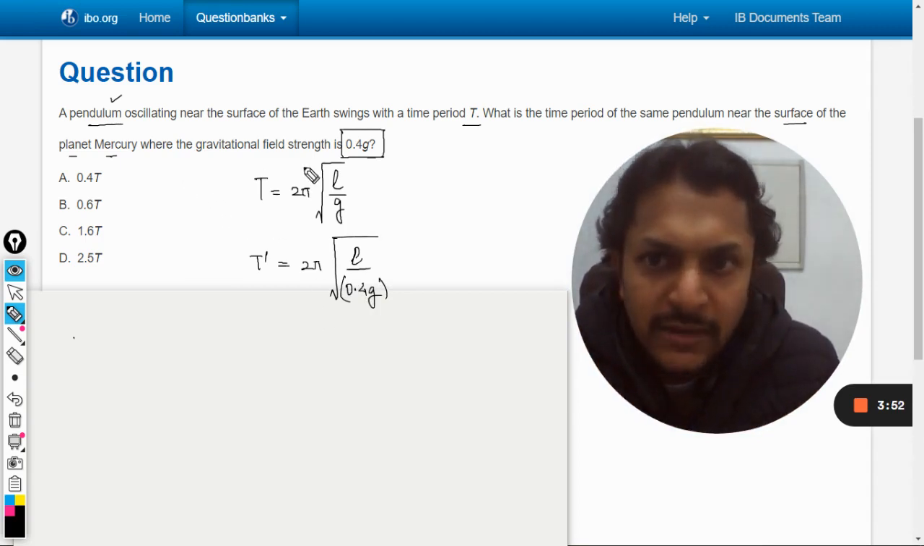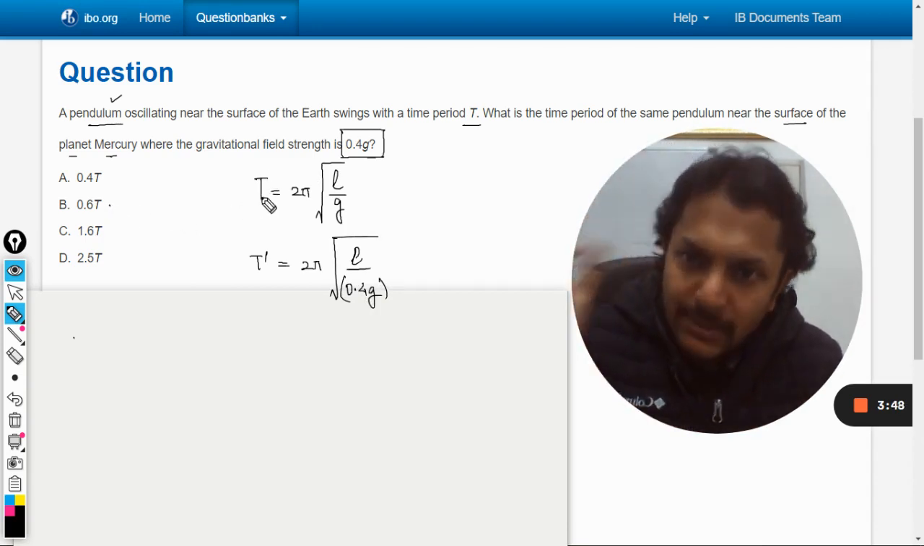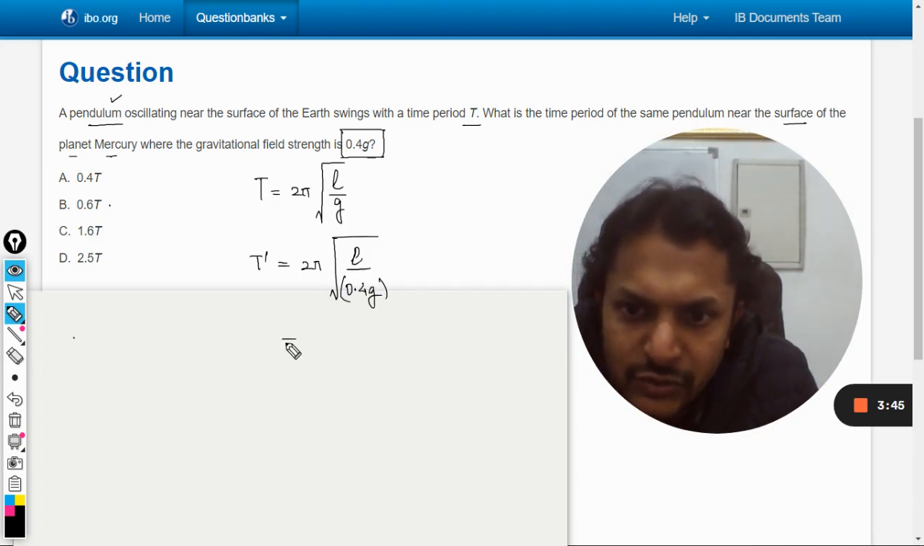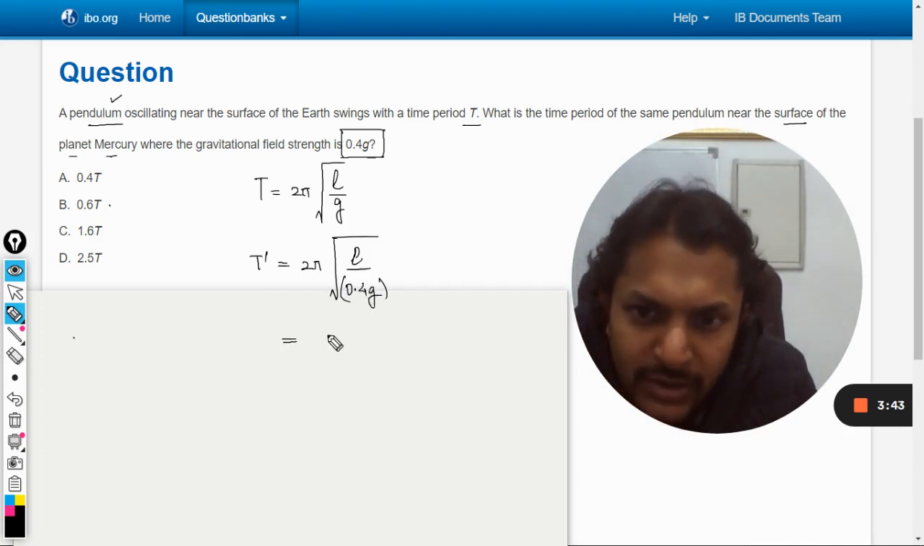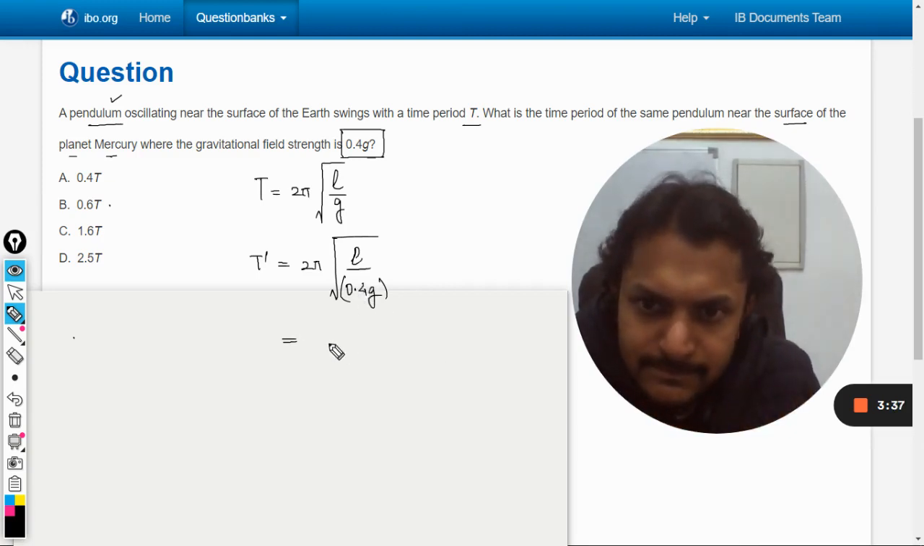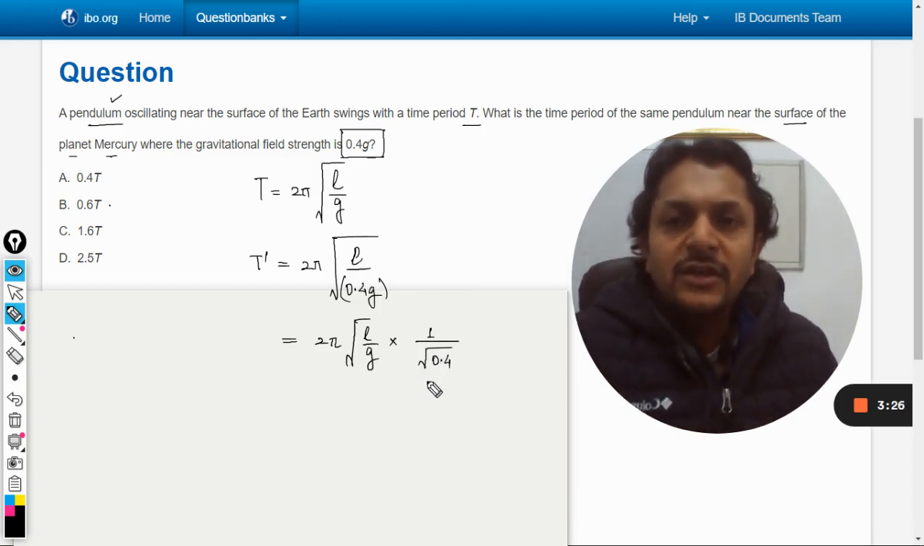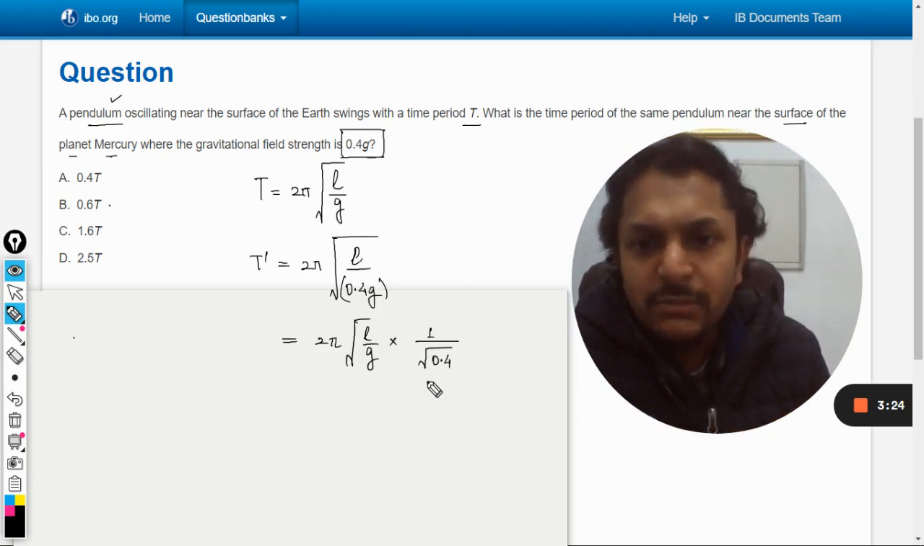Now we have to just find the time period in terms of capital T. So how can we do that? We can just take this 0.4 common. Just don't get confused, okay? The calculations might be confusing at times, but we have to make it simple somehow.